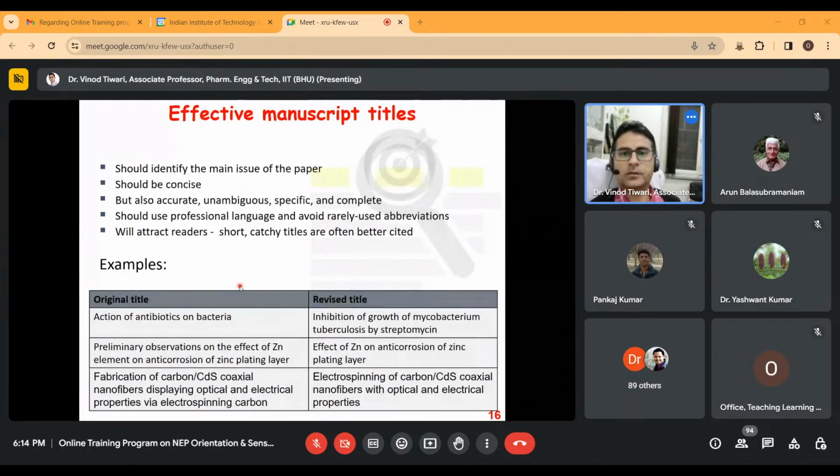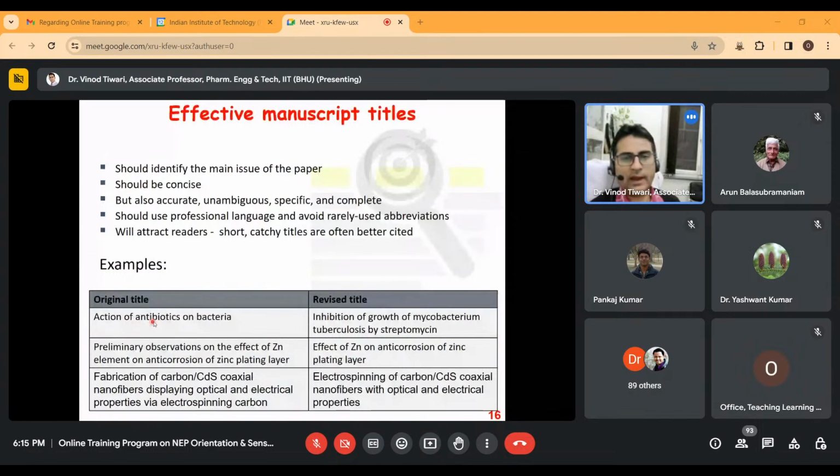It has to be short, and titles which are short and catchy, most of the time, often get better cited. The message should be clear. So there are certain examples, like this is one of the titles which one has given to a manuscript: action of antibiotic on bacteria. So the title looks very vague. The message is not clear, what the author wants to communicate, right?